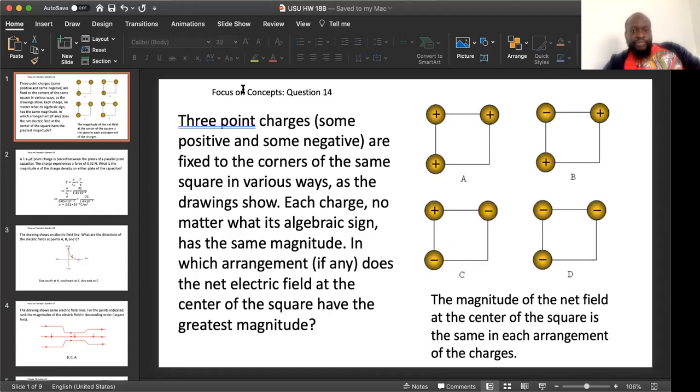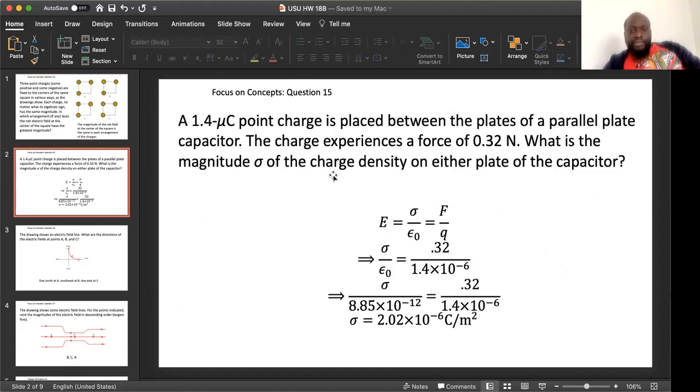Next, this was focused on concept, question 15. Now let's look at question 15. A 1.4 microcoulomb charge is placed between the plates of a parallel plate capacitor. The charge experiences a force of this. What is the magnitude of sigma, the surface charge density?